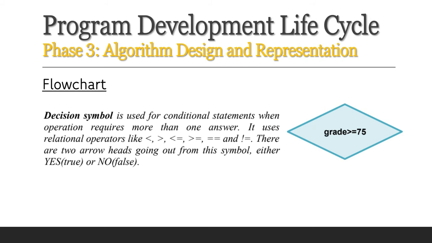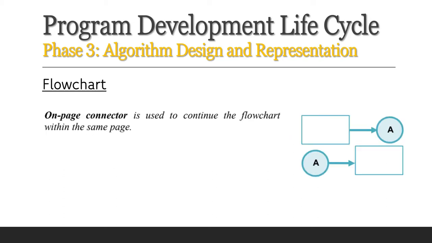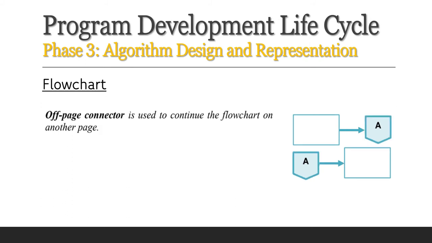And we also have the decision symbol. This is used for conditional statements. This is when the operation requires more than one answer. The arrow that comes into the decision symbol is one, but there would be two arrows going out of this symbol, either true or false. We also have the on-page and off-page connectors.